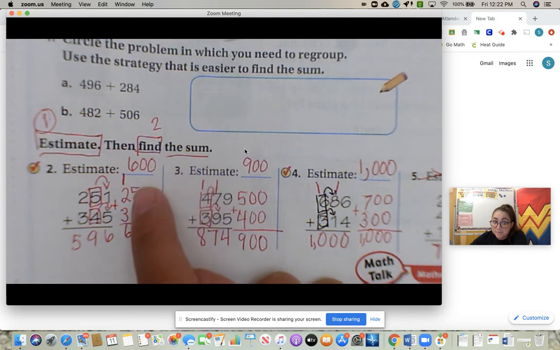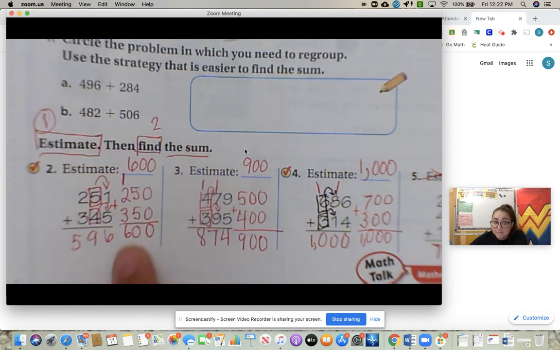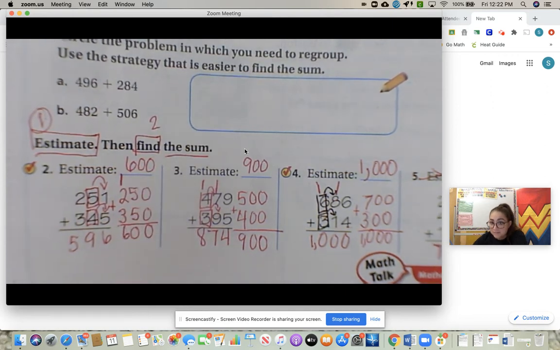So 1 plus 2 is 3. 3 plus 3 is 6. 600. They are very close, so it is reasonable. So we put our estimate of 600.